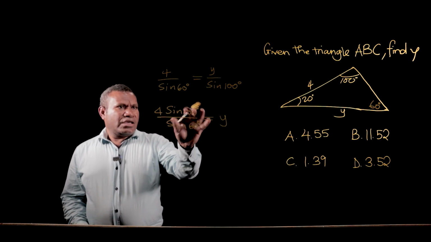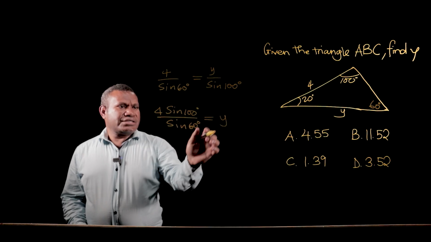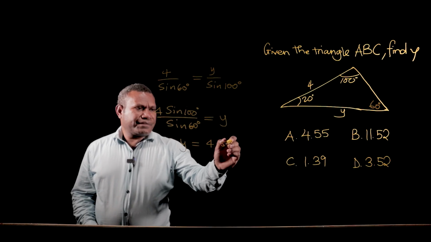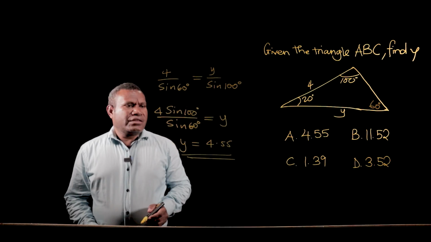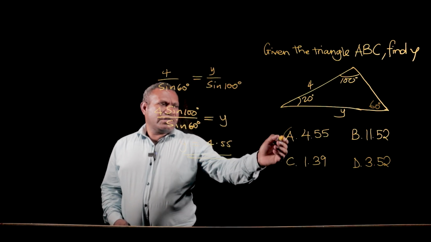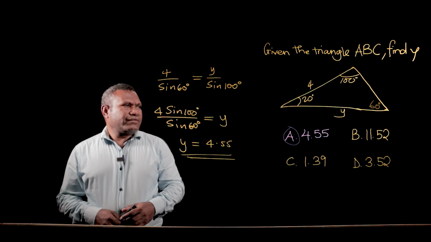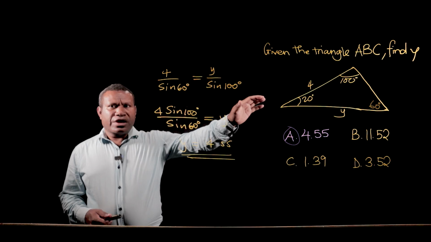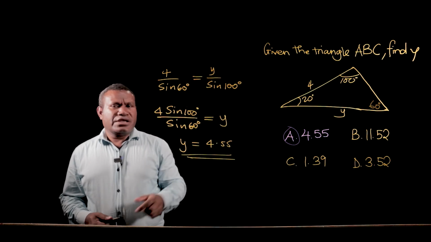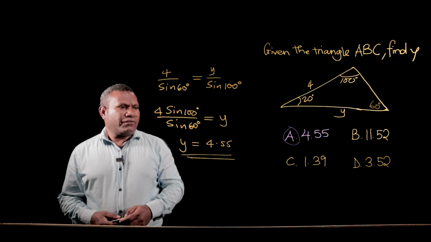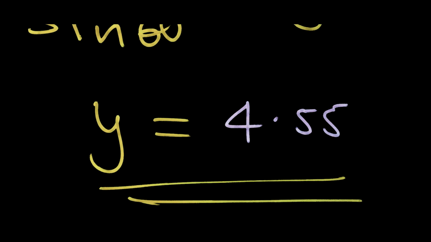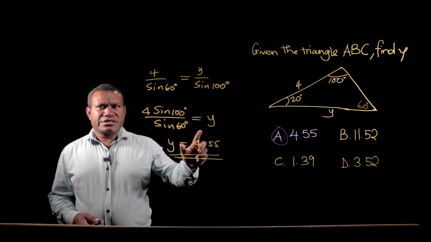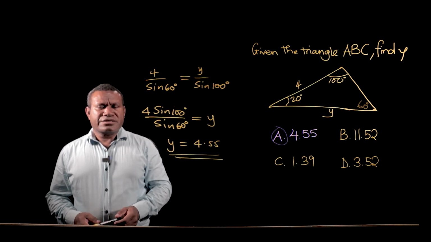So once you evaluate 4 sine 100 divided by sine 60, y will be approximately equal to 4.55. So the correct alternative here is A. What we have basically done in this problem is, we are given a non-right triangle, so we used the sine rule to solve this problem, and the value for y is 4.55. The next question will be a short answer question that we are going to look at. Before we do that, we can quickly rub the board out, and then we can answer that. Thank you.